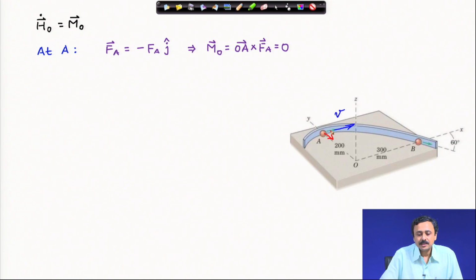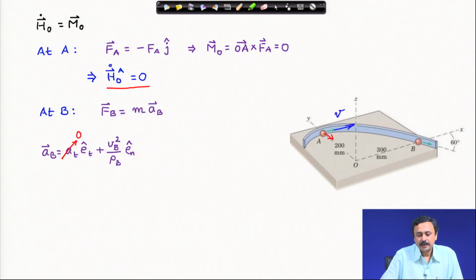And this implies that the moment of this force about O, which is O A cross F A vector, is equal to 0, straightforward. In other words, at A there is no change of angular momentum about O. The rate of change of angular momentum about O at A is 0.